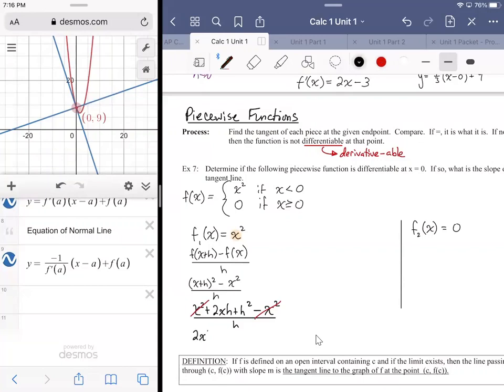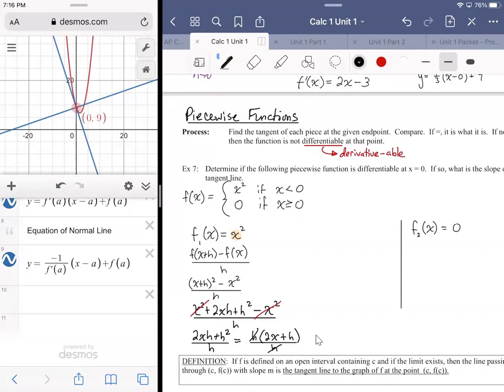h plus h squared over h, with a common h that can be factored out and canceled. All right, so h(2x + h) over h, with the cancellation occurring. And so that would be my slope of the secant.